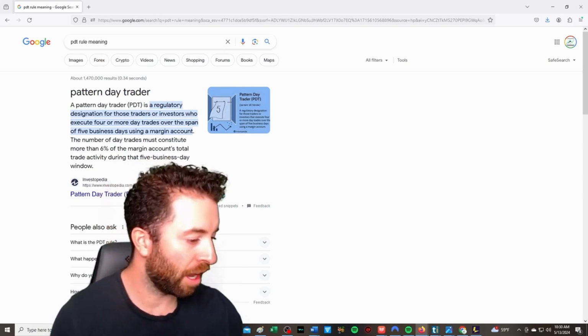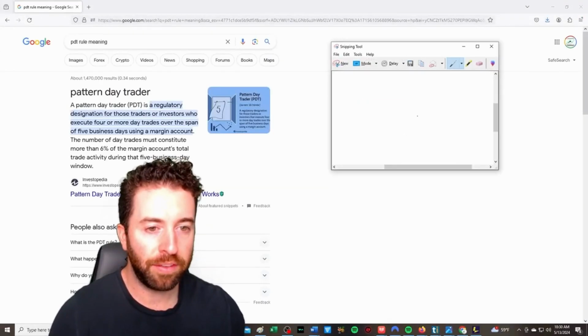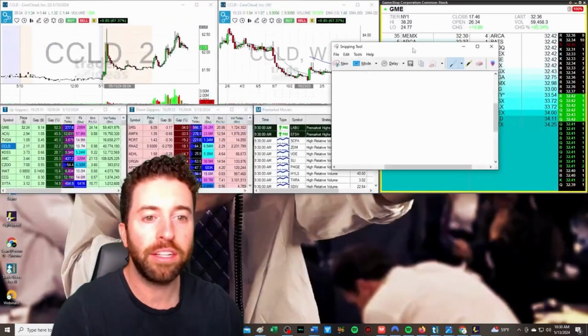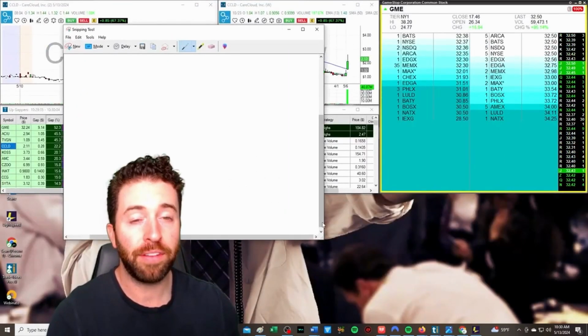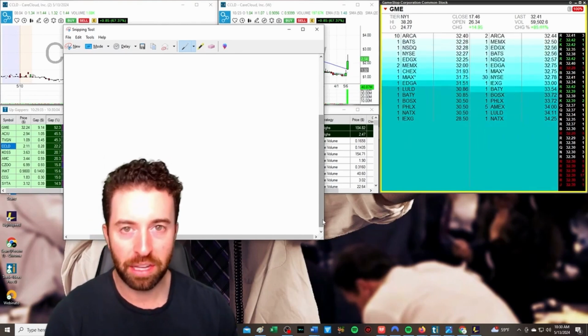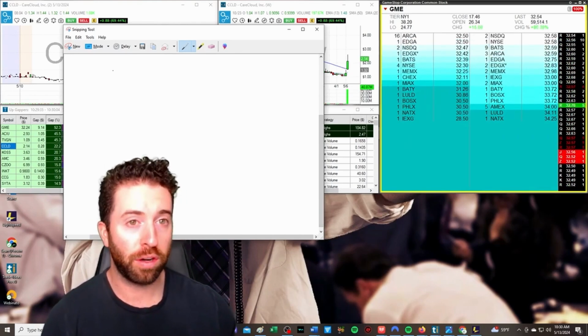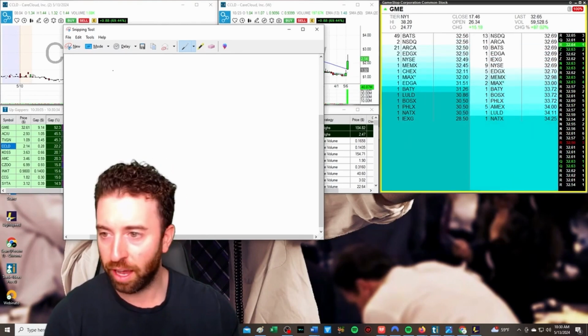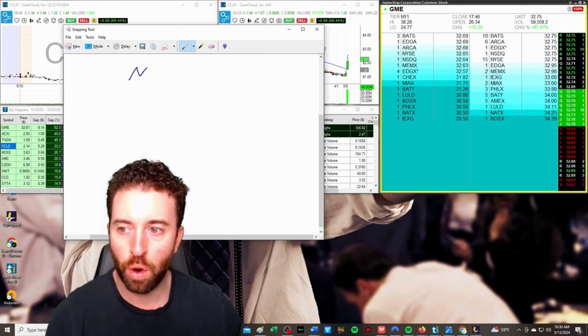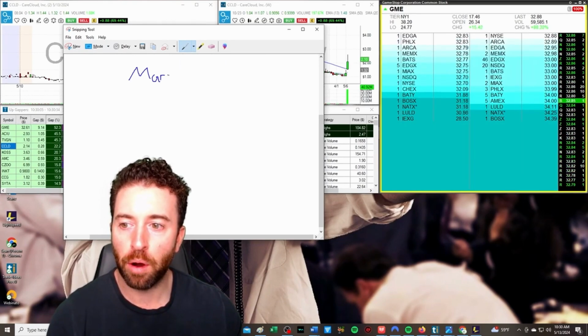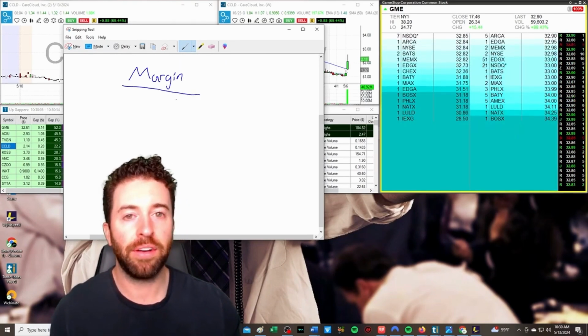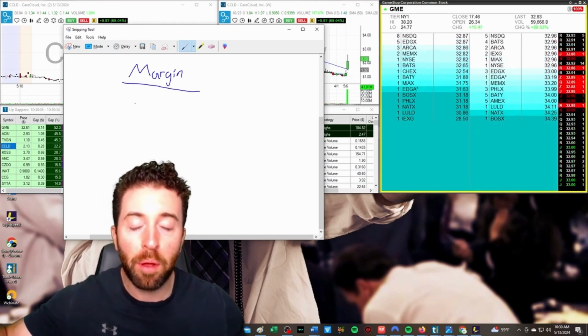Now, what is a margin account? A margin account is going to give you double, triple, even quadruple how much money you have in your current account. So here's the beauty of this, guys, okay? If you want to short, you have to use a margin account. So let's talk about this and let's go over the PDT rule. We have our margin here. Margin is going to give us double, triple, quadruple our buying power.